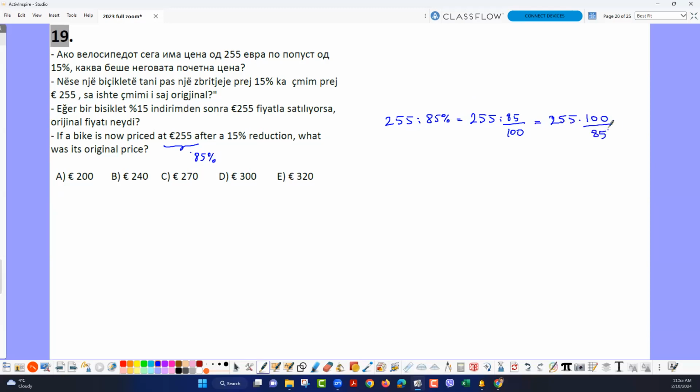We know that 255 divided by 85, it's going to be 255 times 100 divided by 85. When you divide by 85, if you simplify this, it is going to be 1, and this is going to be 3. So 3 times 100, the answer should be 300.